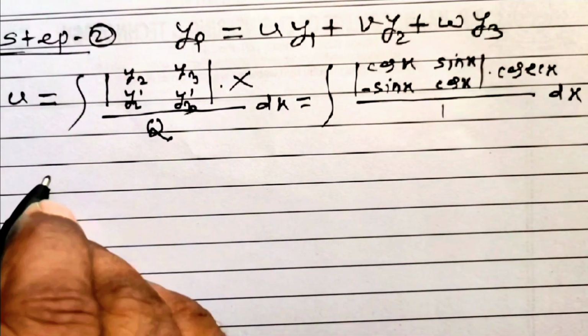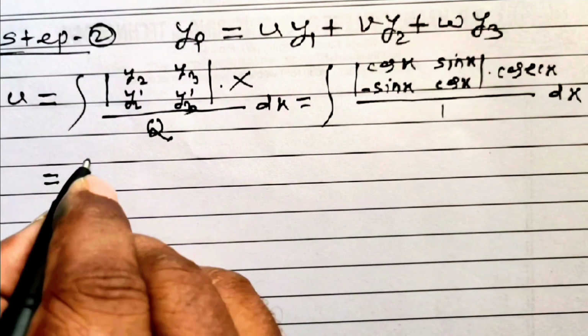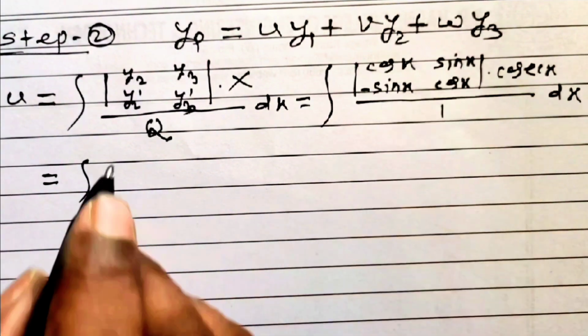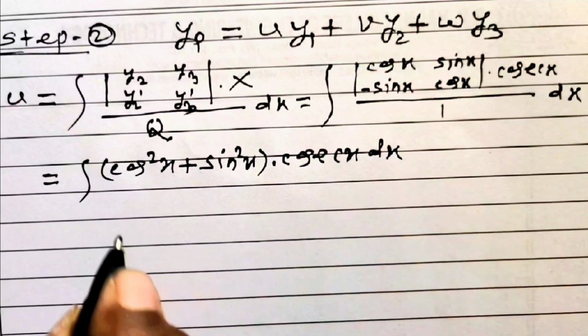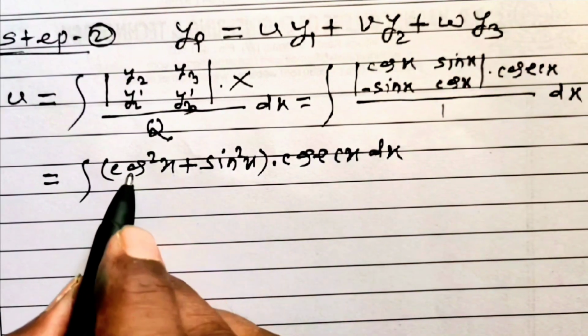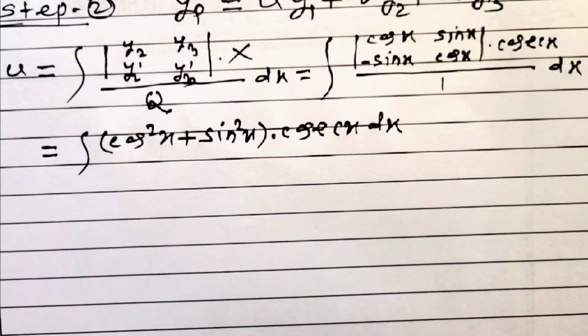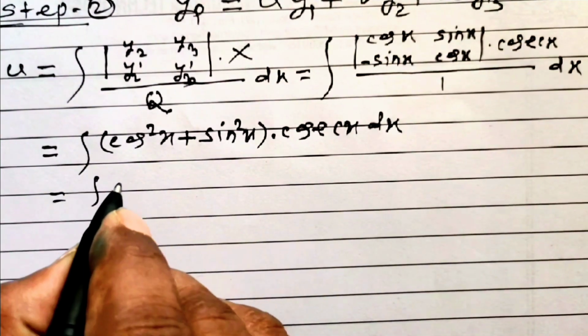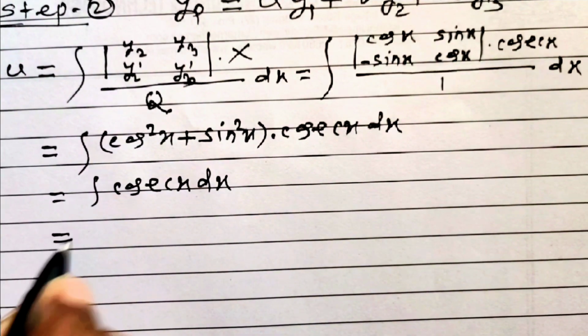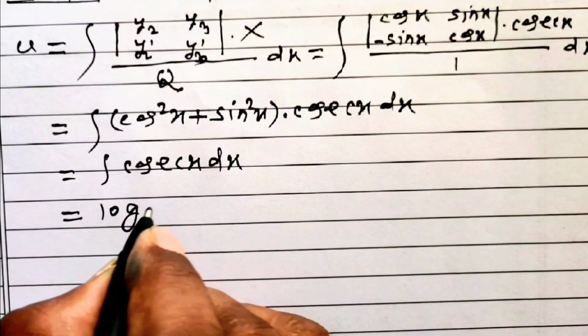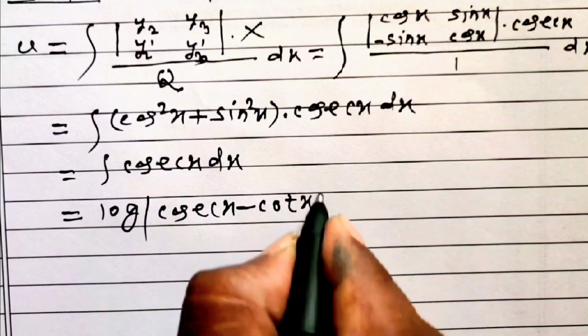Let us simplify to get the value of the given integral. Integral of cos square x plus sin square x into cosec x, integral with respect to x. But this is a trigonometric identity. Cos square x plus sin square x is 1. Hence u is equal to the integral of cosec x, integral with respect to x, which is equal to logarithm of cosec x minus cot x. So this is the value of u.